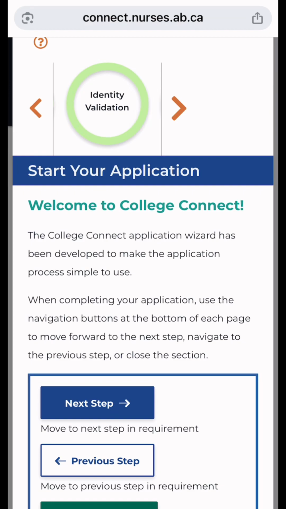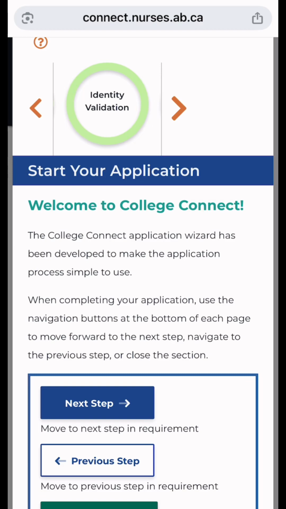Just make sure, because when you upload your identity, like your passport or your PR card, sometimes they take a picture automatically and submit it to the website, and if this picture is not clear, they're going to reject it. I called CRNA many times to redo my identity validation, because my passport picture was not really good and it uploaded by itself, even though I did not upload it on the website.